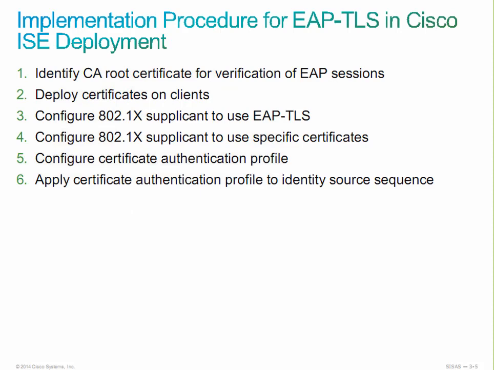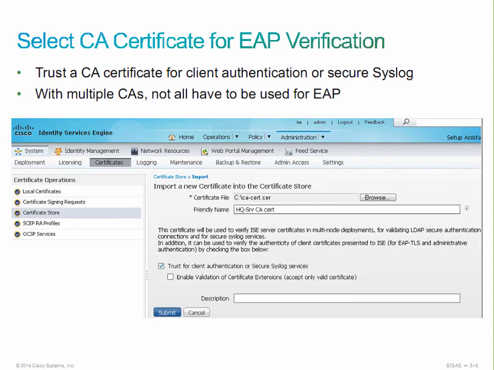When we're going to install or implement EAP-TLS, there's a few steps that we have to go through. Six steps specifically that we see listed here, and we'll see screenshots over the next few pages about how these steps look in the GUI when we're configuring this. We're going to specify the identity CA root certificate for verification of the EAP sessions. We're going to deploy the certificates on the clients themselves, configure the 802.1x supplicant to use EAP-TLS, configure the 802.1x supplicant to use specific certificates, and then configure the certificate authentication profile, and then finally apply the certificate authentication profile to the identity source sequence. It's a pretty straightforward process. It's not overly complex, but it does require a few steps here.